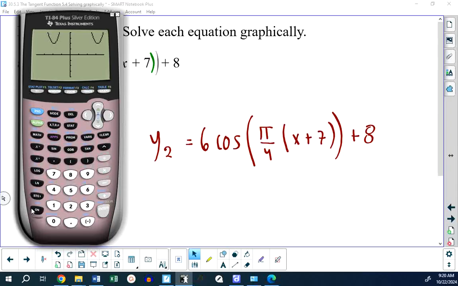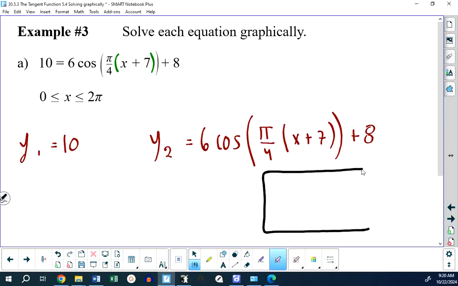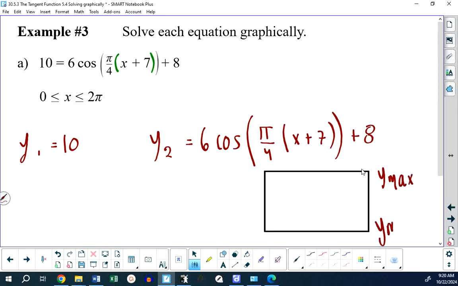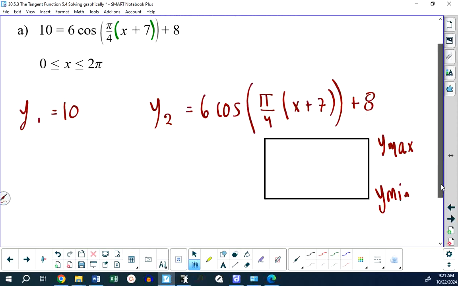What we always want to look at is we want the graph to include the max, the min, and we want one period of the function, usually here. And the period may not be 2 pi. So we need to figure out what the maximum and the minimum y value is, and we need to figure out what the period is.